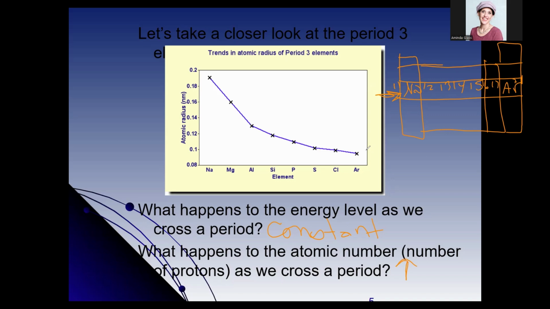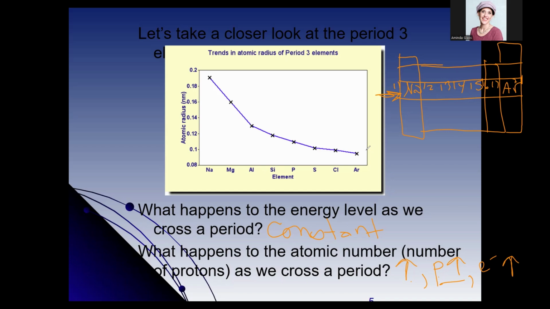So that means we have the number of protons that are increasing. If we have increasing number of protons, remember the atomic number tells us the number of protons, and in a neutral atom, which all of these are, it tells us the number of electrons. So if the number of protons is increasing as we go across the periodic table, the number of electrons is also increasing. What happens to magnetic forces?